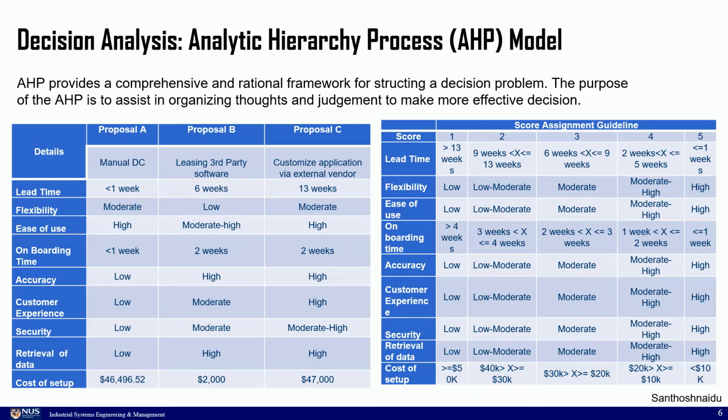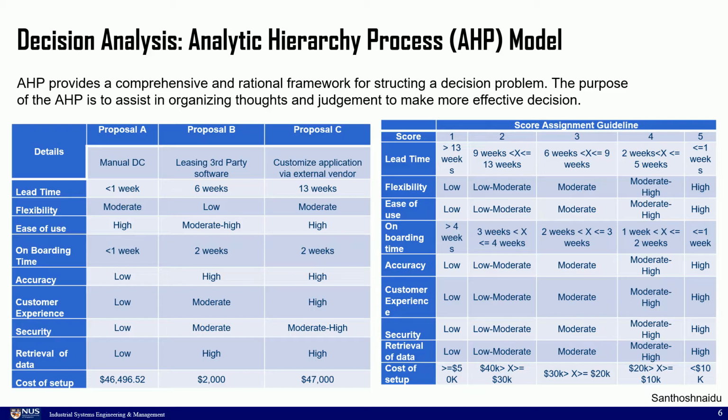Now coming to the first one, lead time. Proposal A does not have any lead time because we are maintaining the current setup. We all believe we can finish within 1 week, if I am not wrong. Proposal B has a lead time of approximately 6 weeks because IT professionals need to create the app. Proposal C has a lead time of approximately 13 weeks, like Proposal B. We need to choose an IT vendor.